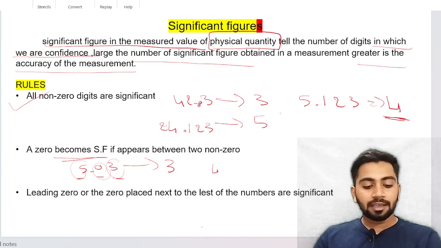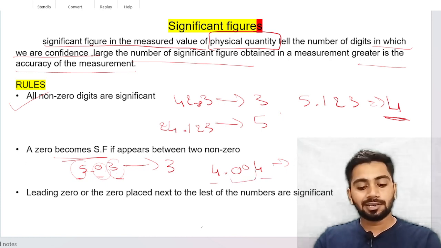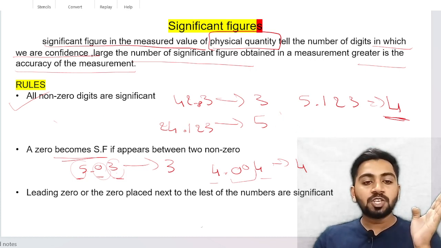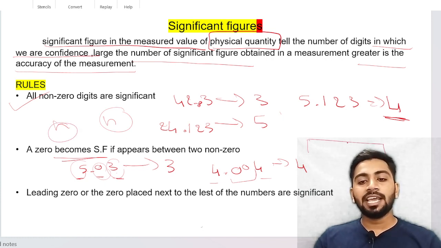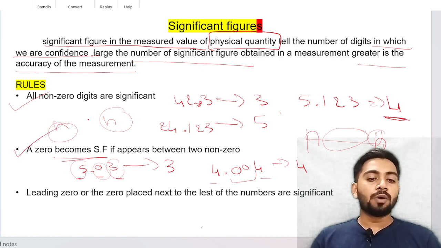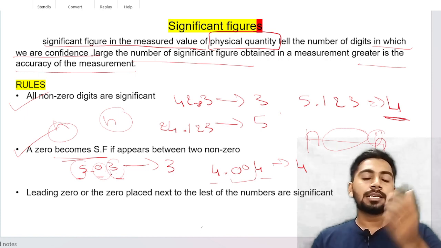Similarly, 4.004. On a bench, the last side idiot, this side idiot, these two will make the middle ones idiots too, so 4. Just to remember, whenever you see a number, mark it as an idiot. Imagine your class bench with one idiot sitting on this side and one on the other side; whoever sits in between will become an idiot. Okay, simple. Now this rule is over. First rule, all non-zero numbers are significant. Second rule, a zero between two significant numbers is significant.